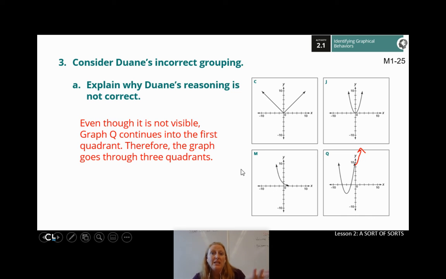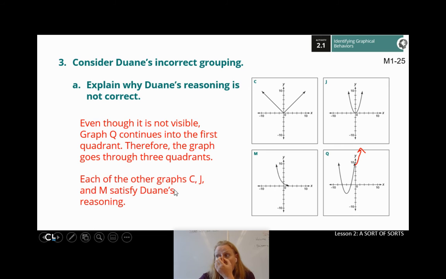I can see why Dwayne thought it was only 2, but don't forget, arrows mean it goes forever, and that means eventually it ends up in a 3rd quadrant. Okay. All the others were fine. C, J, M, they were fine. They satisfy Dwayne's reasoning of 2 quadrants.